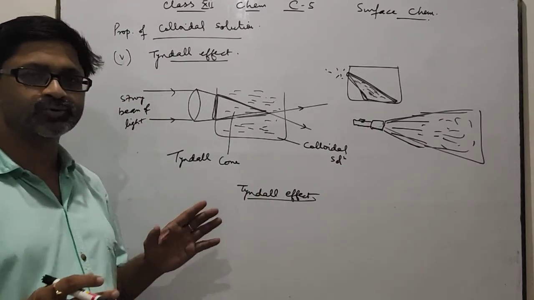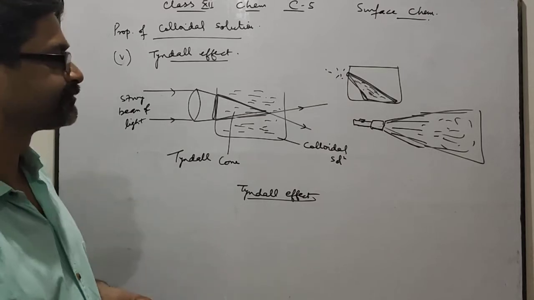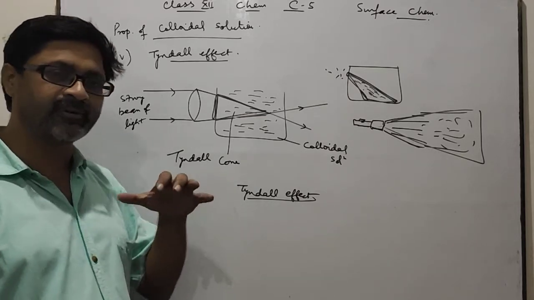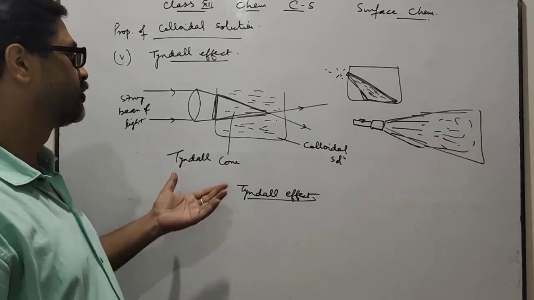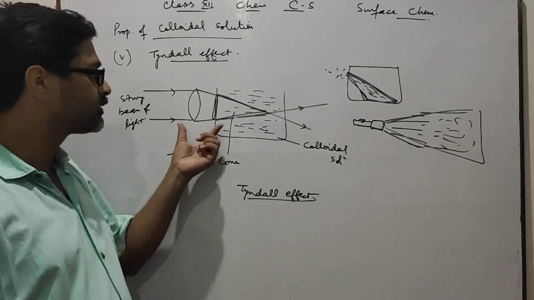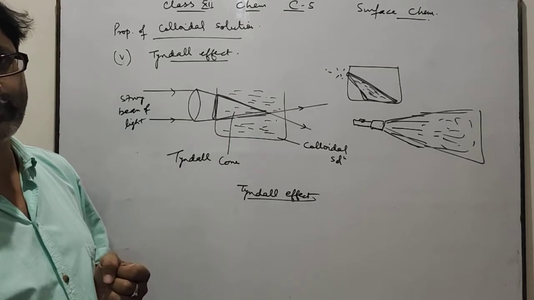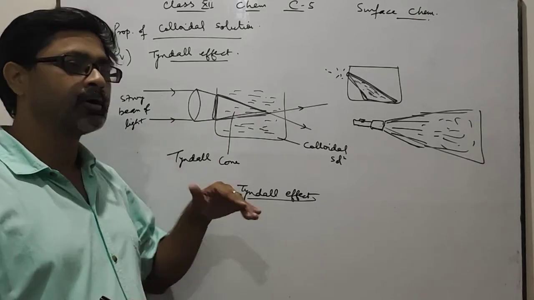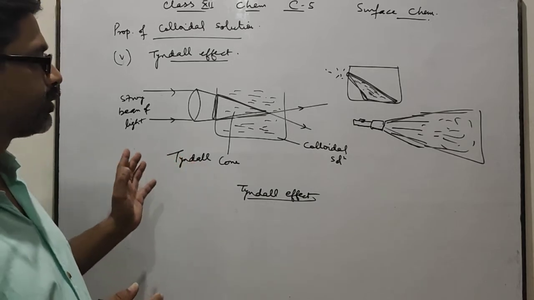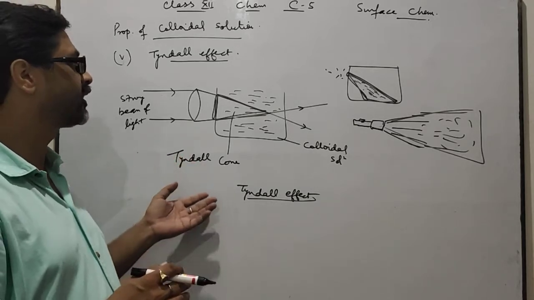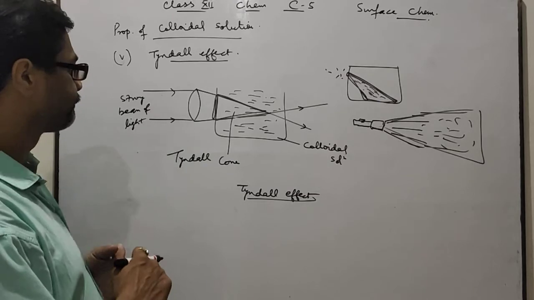What is the reason colloidal particles show Tyndall effect? Colloidal particles are not very small and not very large. They have a medium size, due to which this property is shown by colloidal particles. True solutions or suspensions do not show this property. Only colloidal solutions show the Tyndall effect. Okay.